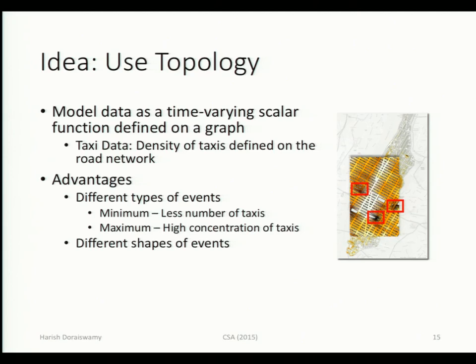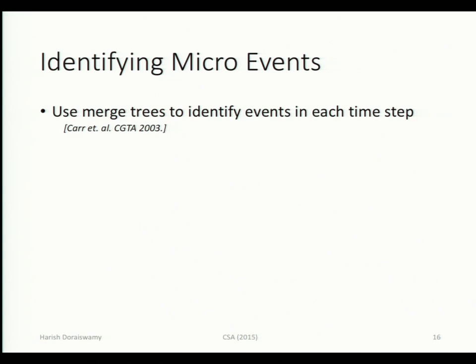And the use of topology is, of course, really efficient. So how do we identify macro events, basically the set of minima or the maxima and the regions corresponding to it? So we use what we call merge trees to identify these events. So what is a merge tree?